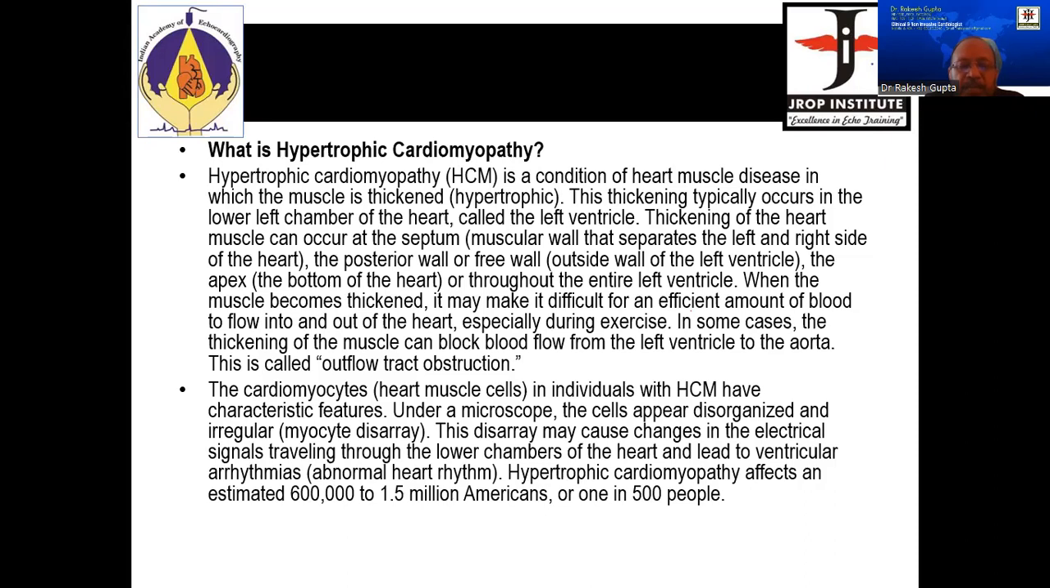Let's move on from dilated cardiomyopathy to hypertrophic cardiomyopathy. It is a condition of muscle disease in which the muscles become really, really thickened. The thickening usually occurs in the lower left chamber of the heart called the left ventricle. Thickening of the heart muscle can occur in the septum, the muscular wall that separates the left ventricle from the right, and the posterior free wall. It could be isolated to the apex or throughout the entire ventricle. When muscles become thickened, it may make it difficult for blood to move efficiently in and out of the heart, especially during exercise. And in some cases, the thickened muscle can block blood flow from the left ventricle, so-called outflow tract obstruction.